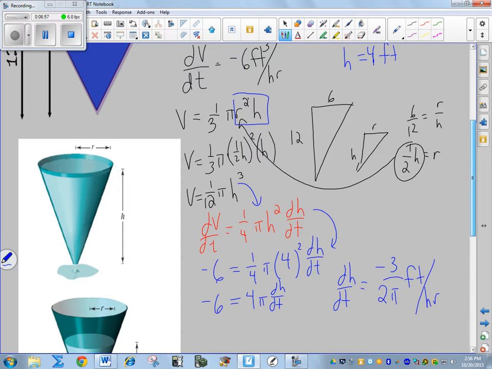Feet per hour, yeah. So really, it's losing about half a foot of water. The height is going down by about a half a foot, because this is about 6. So it's losing a little over a half foot of water every hour, is what's going on with that.